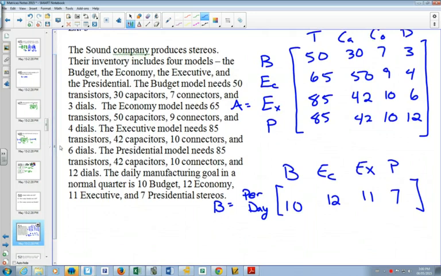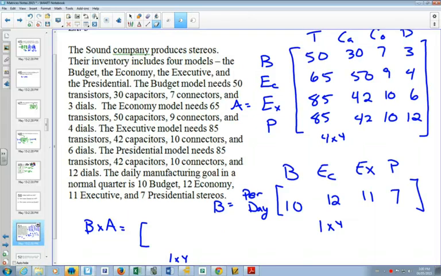And from that, since this is a 4 by 4 and this is a 1 by 4, we could multiply these together. How would we multiply? B times A. Can't do A times B. You have to do B times A. And you will get as an answer a 1 by 4. The 1 stood for per day, and the 4 stands for transistors, capacitors, connectors, and dials.